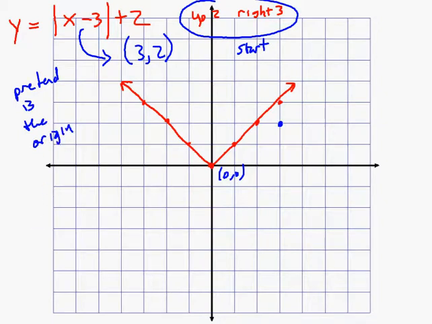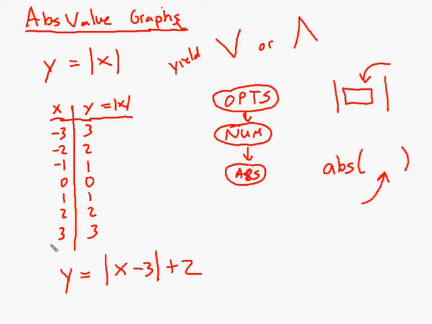Now, take a look at the graph we just did of the parent function based upon the origin. Notice it's in the center. That's my vertex, my bottom point. That's my point.